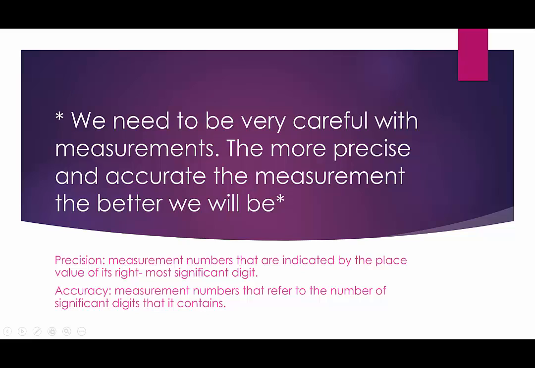Make sure you are very careful with measurement. The more precise and accurate the measurement is, the better you will be. So some questions you'll see precision and accuracy, and some of the questions I assigned in the book will ask you about precision and accuracy. Precision is when a measurement's numbers are indicated by the place value of the rightmost significant digit. Okay, I'll talk about that in just a minute. And then accuracy is measurement numbers that refer to the number of significant digits. So just think accuracy is the amount of significant digits, and precision is you're looking for the rightmost significant digit, and whatever place value that is, that's what you're going to be rounding it to.